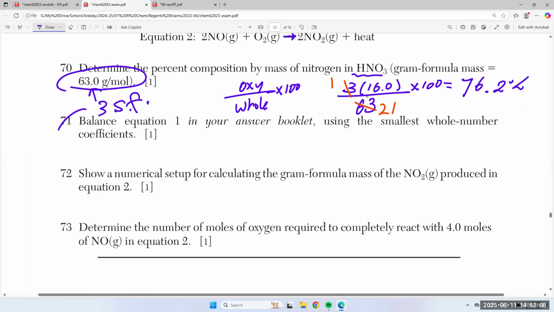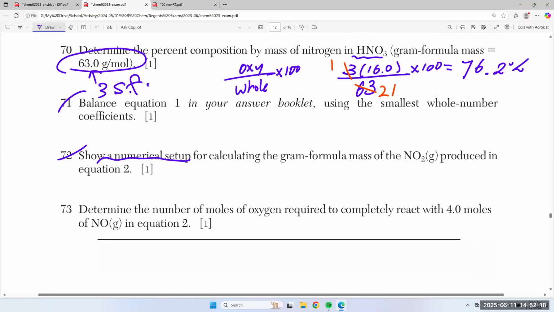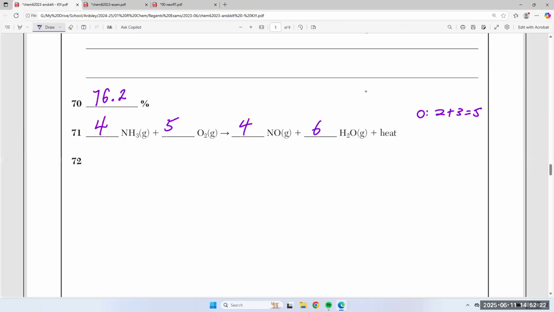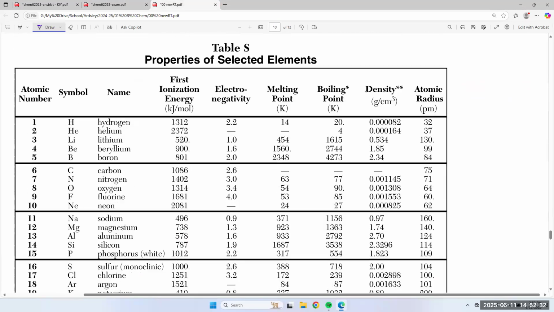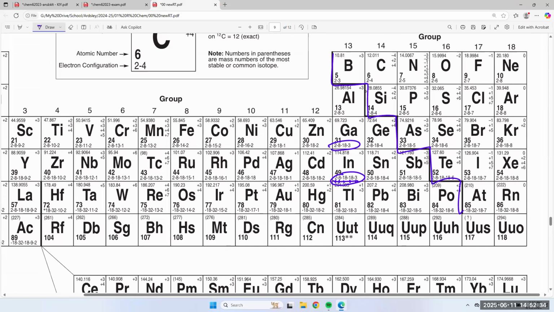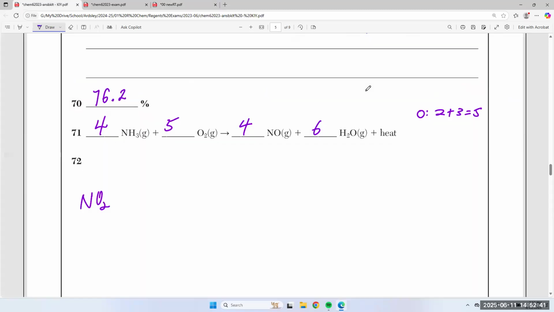Show a numerical setup for calculating the gram formula mass of NO2 produced in equation 2. So gram formula mass, guys. NO2 is what? It's NO2. So N is what? 14 and change. 14.01, or 14.1? What do you think? It's 14.01, and O is 16.0.